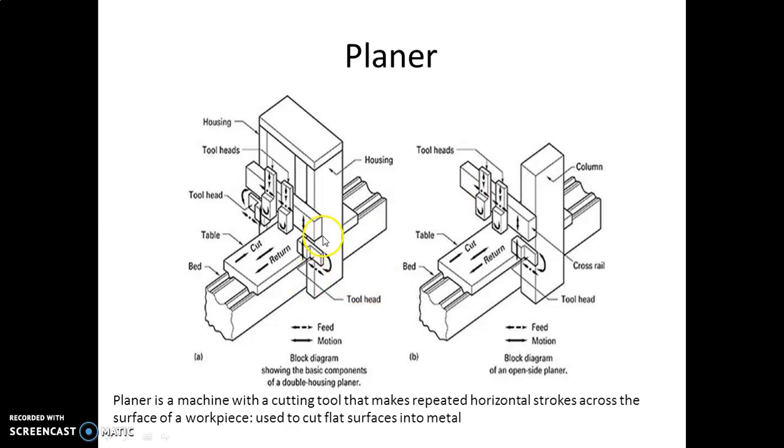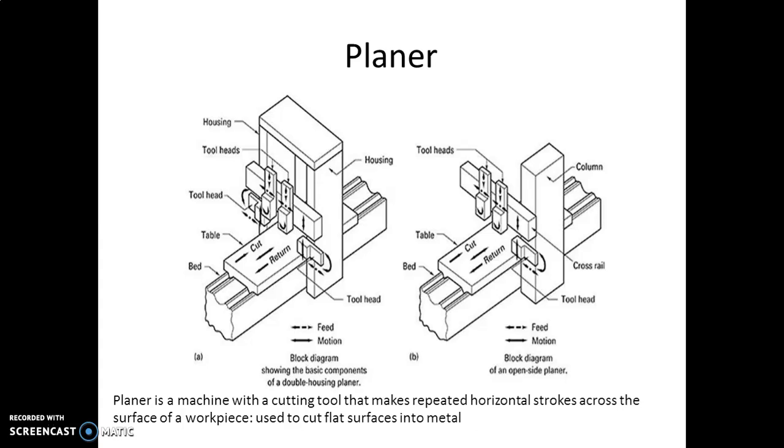Here are the types of shaper machine and planer machine. It is a block diagram showing the basic components of a double housing planer, and this is the block diagram of an open side planer. Generally, in conventional planers, the work is held on the table. This is a table over which the workpiece is mounted. It reciprocates past the tool or tools. However, in unconventional planers, the table is stationary and the tool head reciprocates.